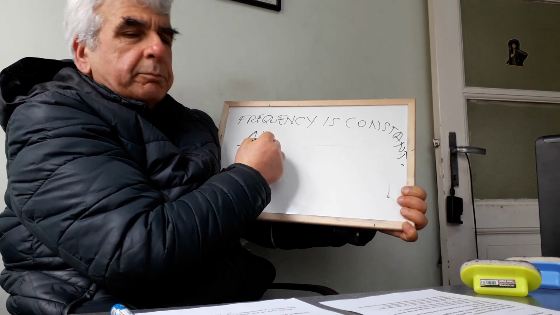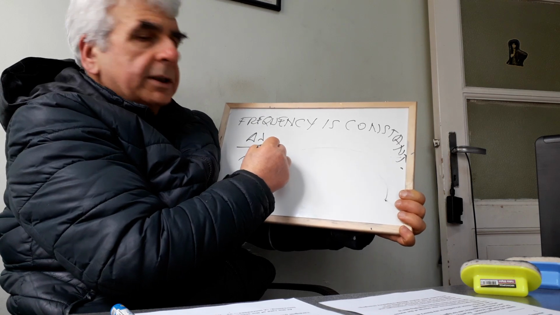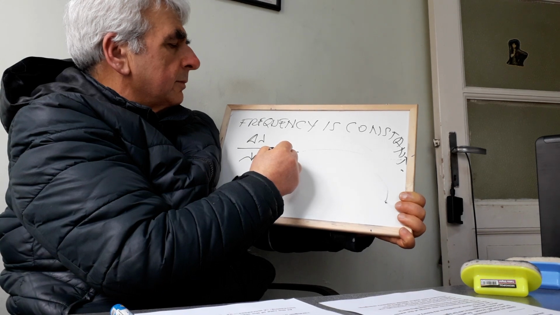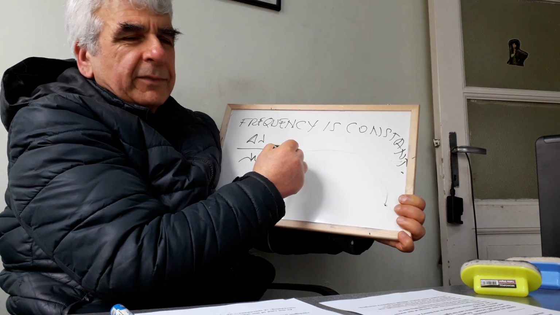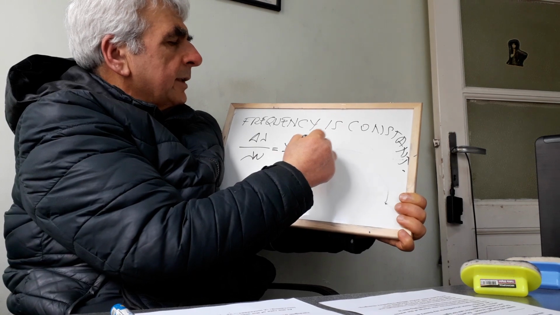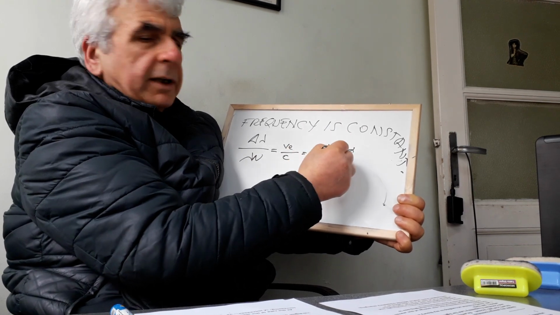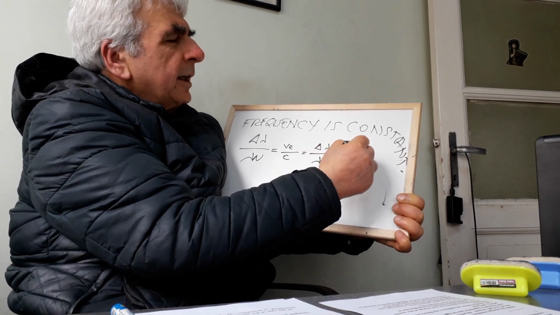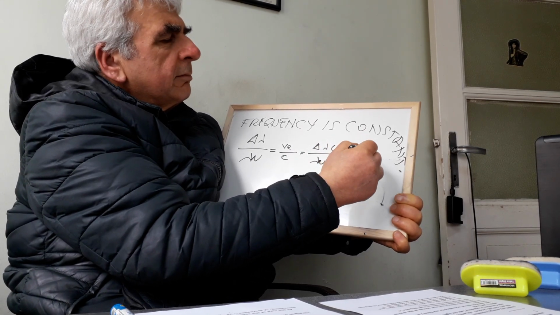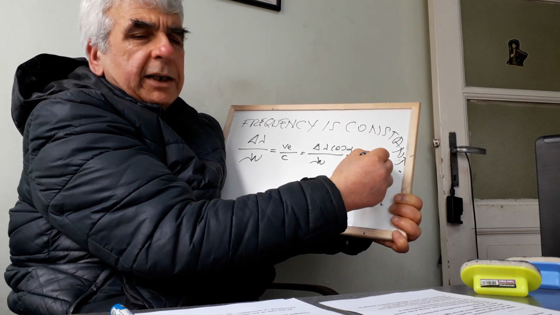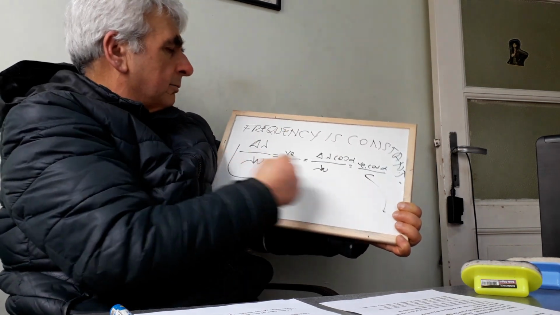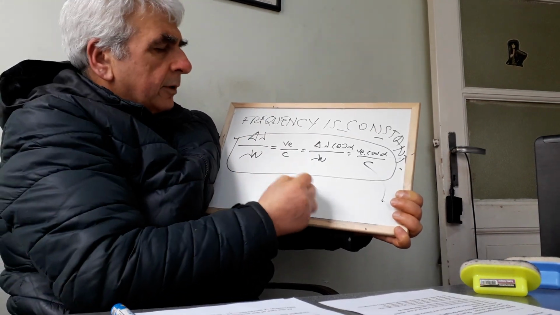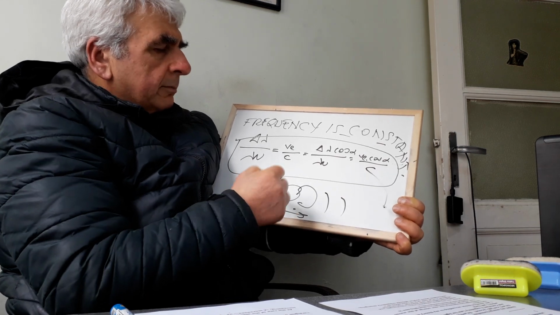Delta lambda divided by lambda n equals electron motion form velocity divided by c equals delta lambda cosine alpha divided by lambda n equals electron motion form velocity cosine alpha divided by c. This is a relationship. Frequency is constant for electron motion form.